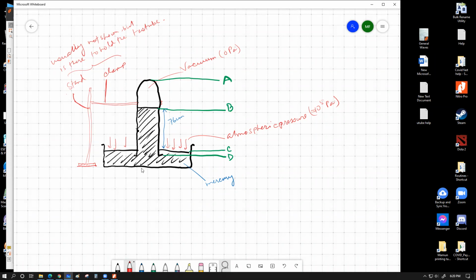Write the heading "Barometer", and then write: it is a device to measure atmospheric pressure. Full stop.